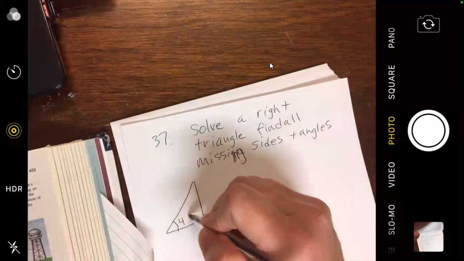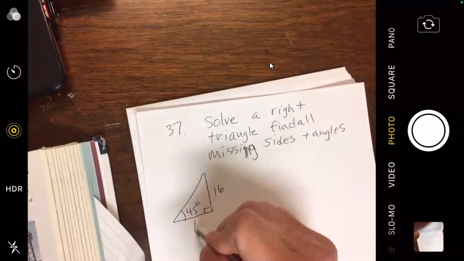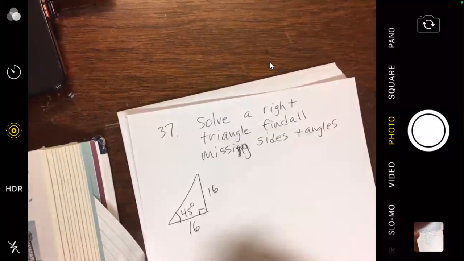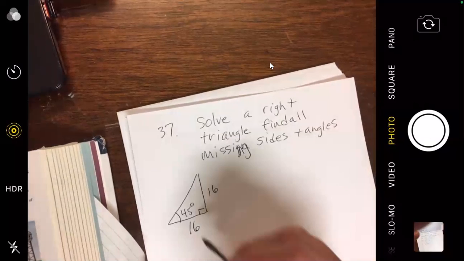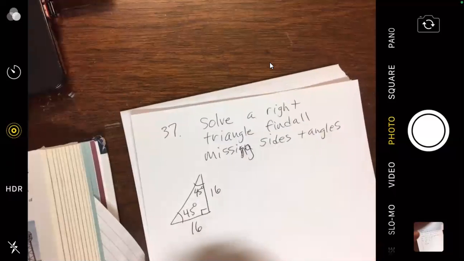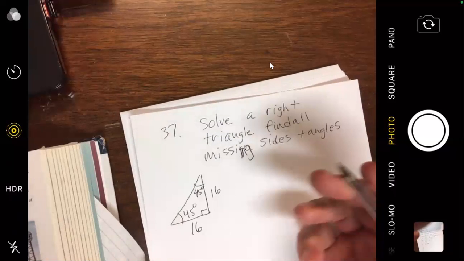You've got 45 degrees. You've got 16. If you're really good, you should know that this side is 16. The legs are equal. All right, well, that means this is 45. This was a really simple one. 45 plus 45 is 90, plus 90 is 180. Don't really have to write that.